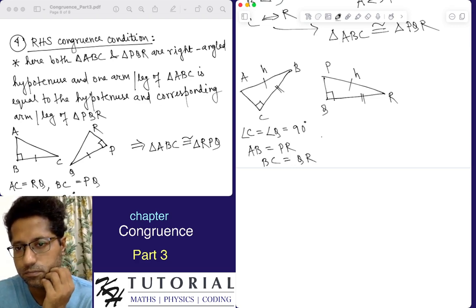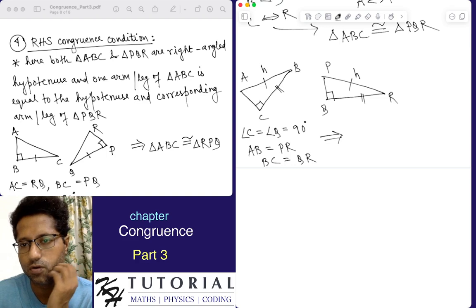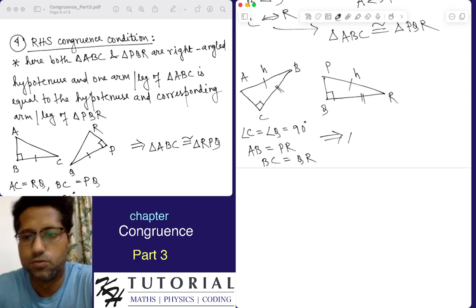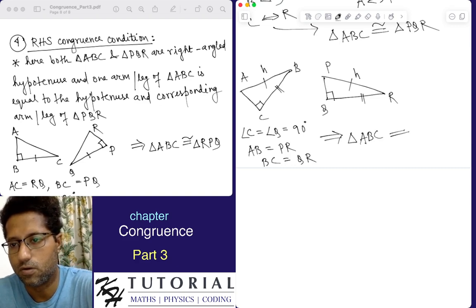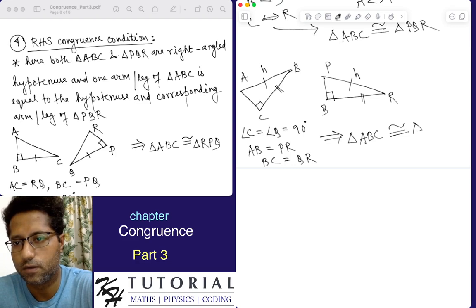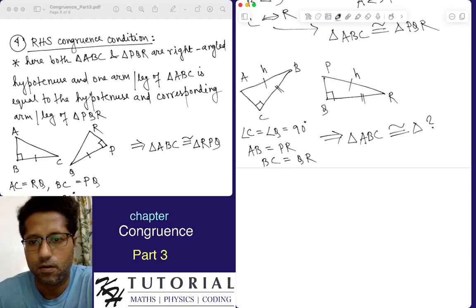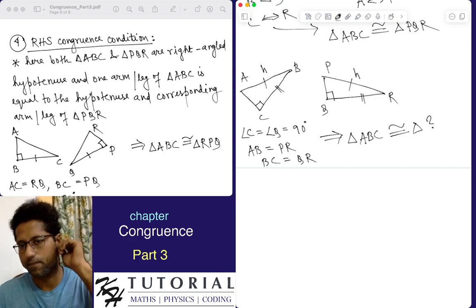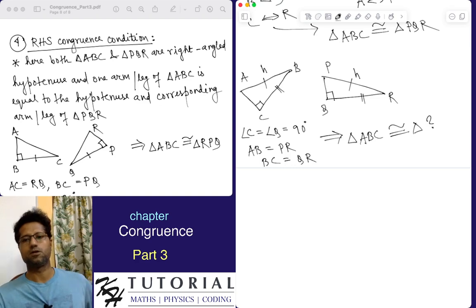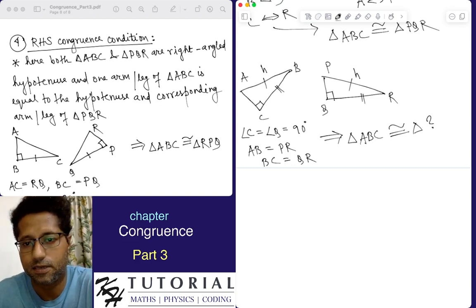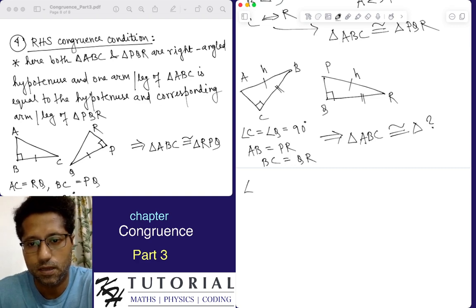Now from this, how do we know the congruence relation or the name of the congruence? Let's say triangle ABC, we have to find the congruence relation. Now let's try to find the mappings of the vertices, that is the correspondence of the two triangles. Since angle C is equal to angle Q, that will imply that C is mapped to Q.